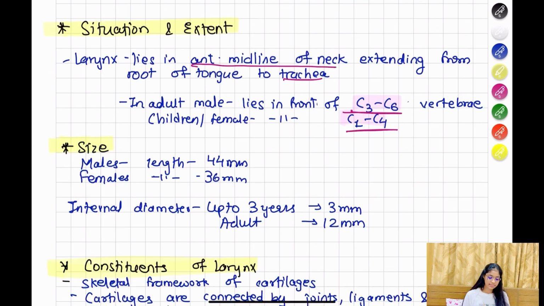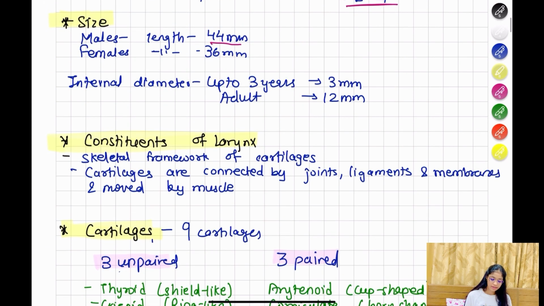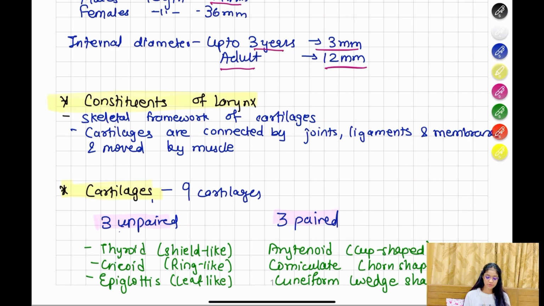Now, the size of the larynx. In male, it is a bit longer than females. In males, it is 44 millimeter or 4.4 centimeter, and in females, it is 36 millimeter. Internal diameter, up to 3 years, it is 3 millimeter. As the age advances, it grows bigger and wider, so the diameter also increases. Gradually, at the adult time, it is 12 millimeter in diameter.